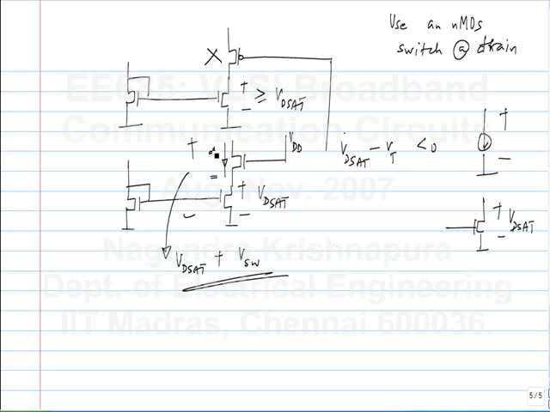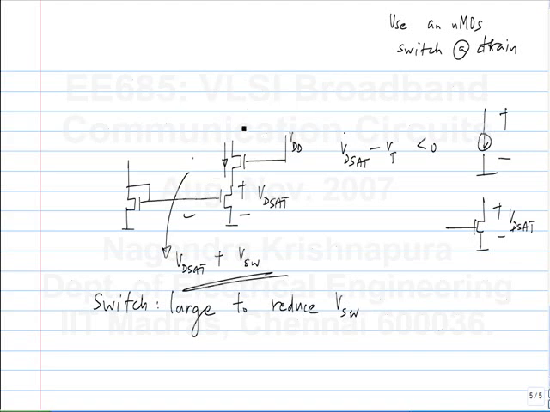Okay, so you use a large transistor for the switch. You use a large switch to reduce the drop across the switch. Okay. So you can use a large switch, but then the drain to bulk capacitance of that switch will also be large. So the parasitic capacitances will increase. So does the drain to gate capacitance. So everything will increase. So that will have a bad effect. We will see what effect it has.